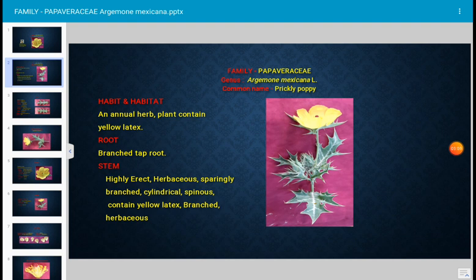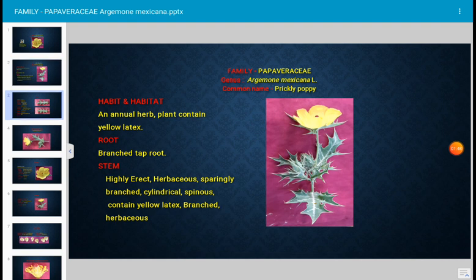And how is the habit and habitat of Argemone mexicana, family Papaveraceae? It is an annual herb. The plant contains yellow latex, a milky substance. It is a very characteristic feature of this plant. The root system is a branched taproot system. And how is the stem? The stem is erect, herbaceous, branched and cylindrical. Spines are there and even the stem contains yellow colored latex.